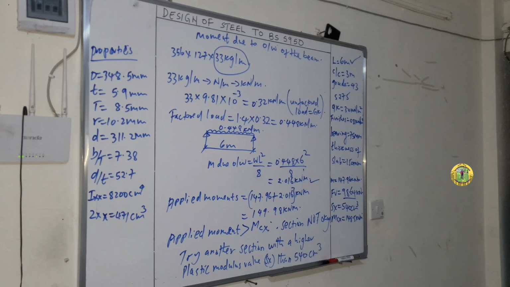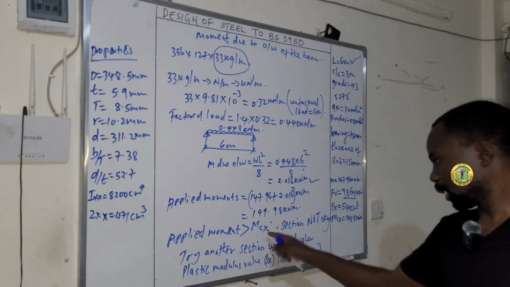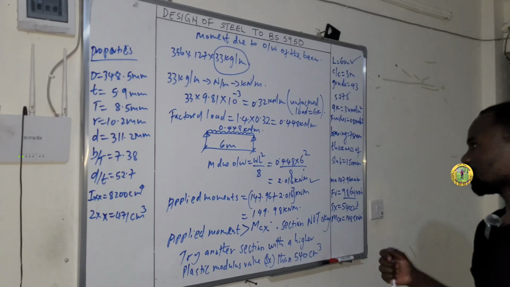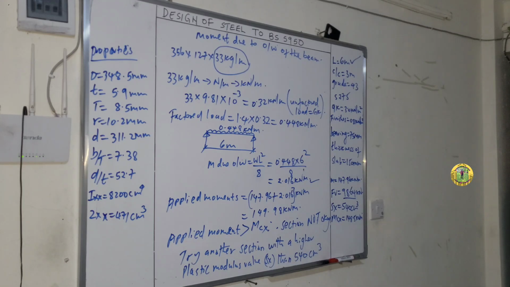So you check if the applied moment will be less than moment capacity. If the applied moment is less than the moment capacity, the section will be okay. But if the applied moment is again greater than the moment capacity, then the beam will also fail, so you go again and try another section until it passes these parameters. I won't go back to the table again; I leave that for you. I just want to continue with the question.